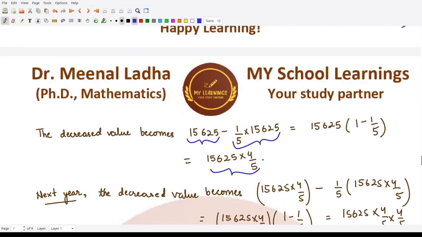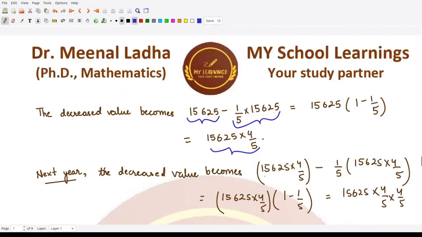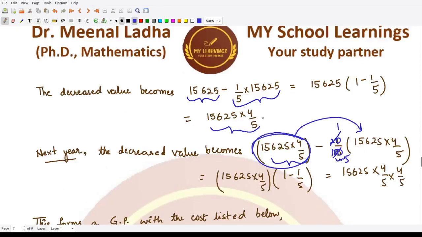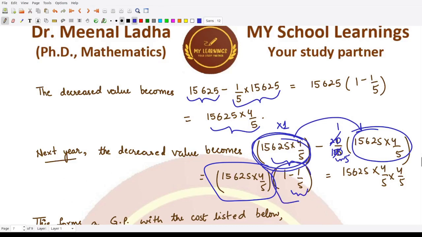Let's talk about the next year. Next year, the decreased value would be how much? This was the total value in the previous year minus 1 by 5 times of this value, 20% of this value, correct? 20% means we are saying 1 by 5. So in this case, you see this term and this term, they are common. You can take it common. So here you are left with plus 1 and here you are left with minus 1 upon 5. And when you solve this term, you would have 4 by 5 here, right?